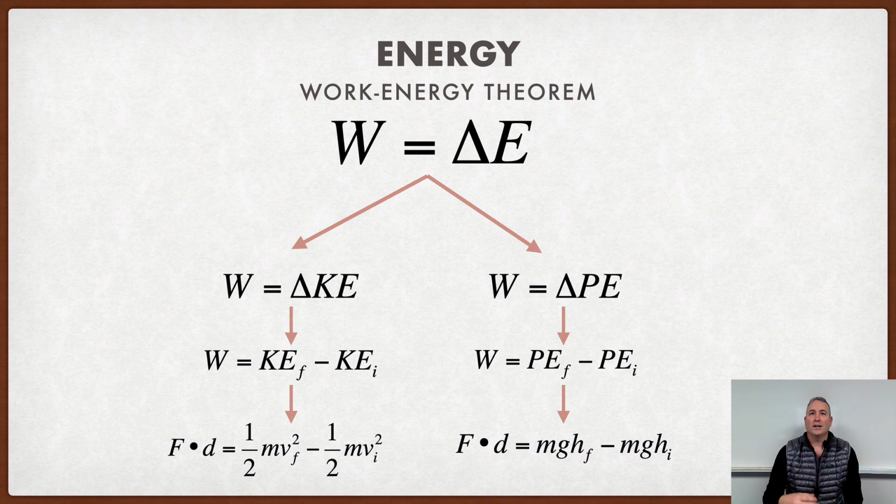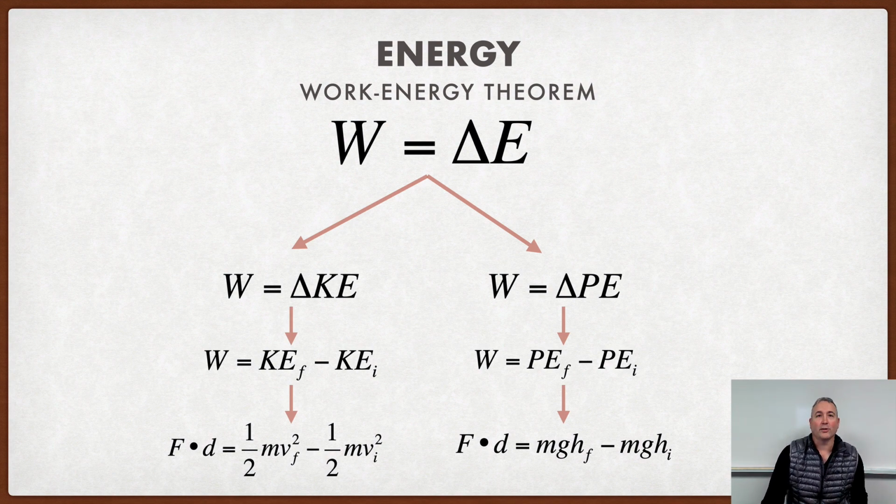Same thing with potential energy due to gravity. The work done is equal to the change in gravitational potential energy, so mgh final minus mgh initial. Now, we can have a decrease in energy, and that would be the final energy is less than the initial energy. That means you've slowed down for kinetic energy, or you've decreased your height for potential energy, or we can have a positive delta energy, and that means we've sped up for kinetic energy, or we've increased our height for potential energy.